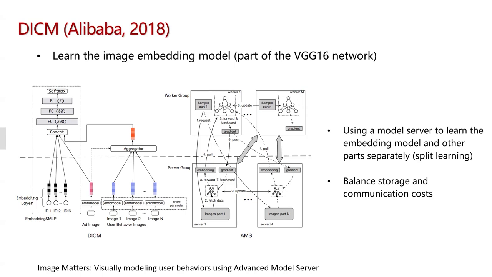So the basic idea of this model from our recent perspective is just split learning, right? So we use a model server to learn the embedding model, and other parts can be learned separately, because if these embeddings are extracted by the model, we can just propagate the gradients based on these embeddings and propagate the gradient of embeddings to the embedding model. So different parts can be decomposed, right? From the architecture of this model, different parts can be decomposed because they are just very simple modules. In this way, the storage and communication costs can be greatly reduced.